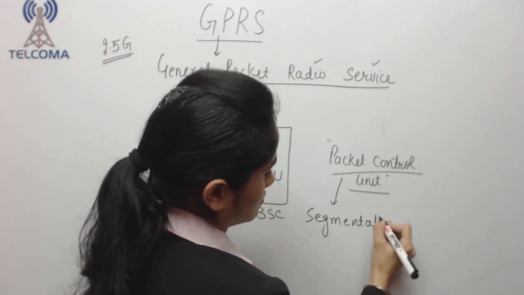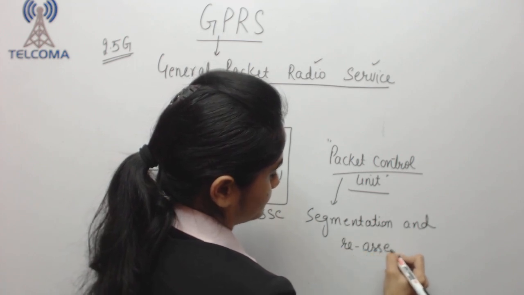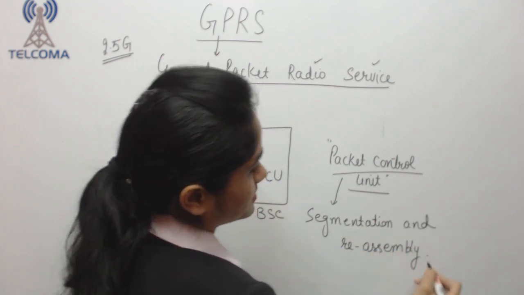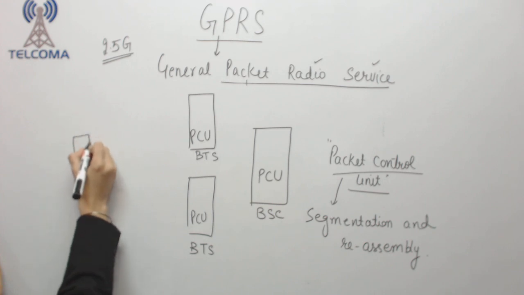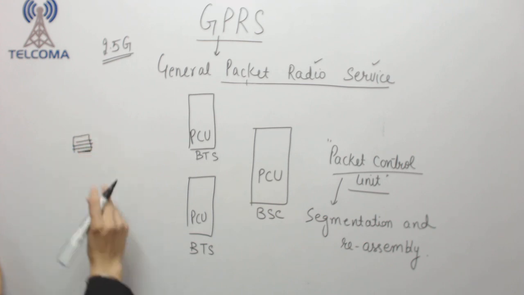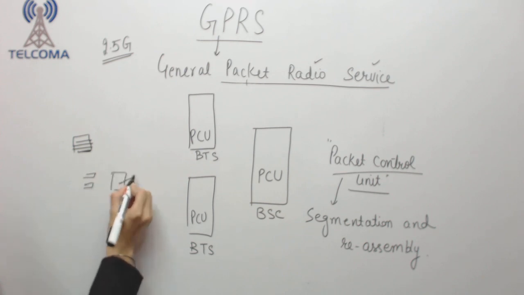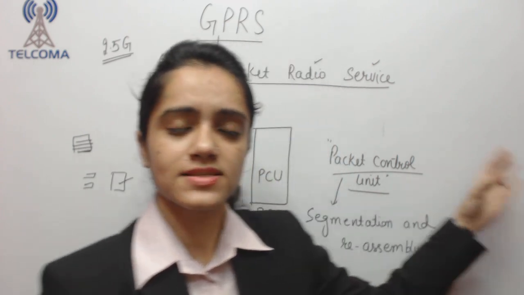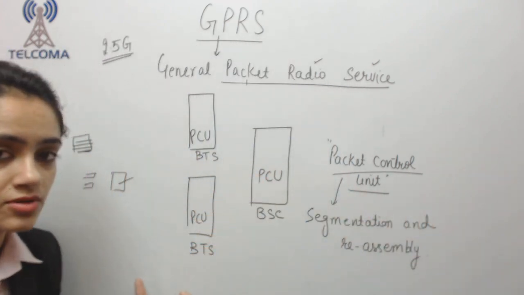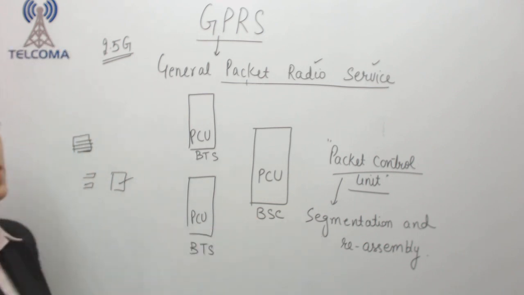segmentation and reassembly. That means the packet control unit works on segmentation and reassembly. For example, if I have some data, dividing it into segments is segmentation, and if I have various segments, combining them is reassembly. That means if I receive a package from an end, I can reassemble the segments of the package, and when I have to send, I can make segments and then transfer it.